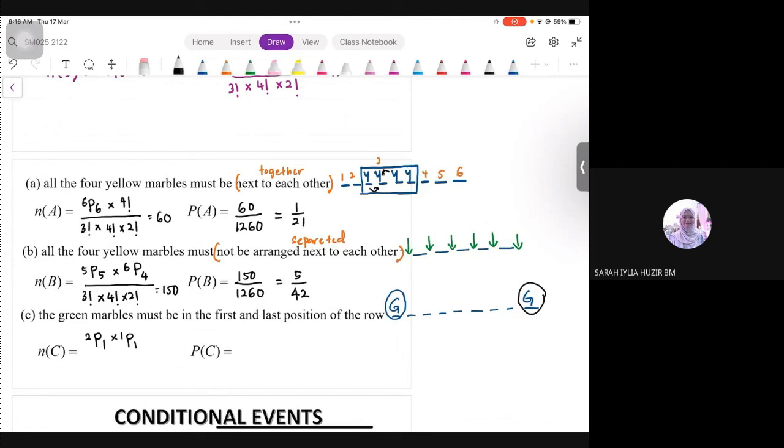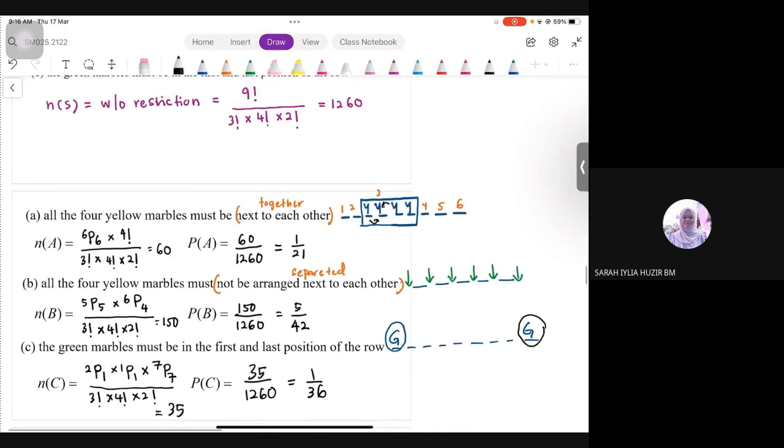Okay. And now we have another 7 marbles left. So we have to rearrange all of them. 7P7. Oh, awak nak buat 7 factorial. Boleh, sama. Divide by apa? Always divide by your identical case. So 3 factorial, 4 factorial times 2 factorial. Here you should get 35. So the probability, same. 35 out of your sample space. So we get 1/36. Okay.